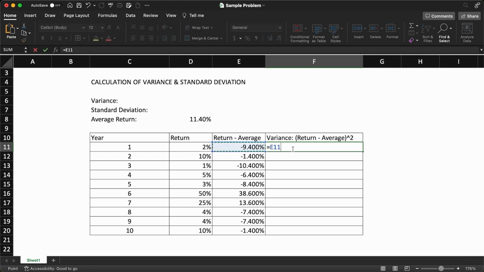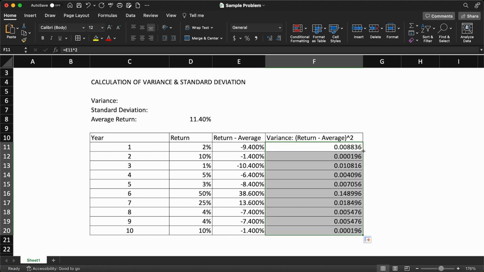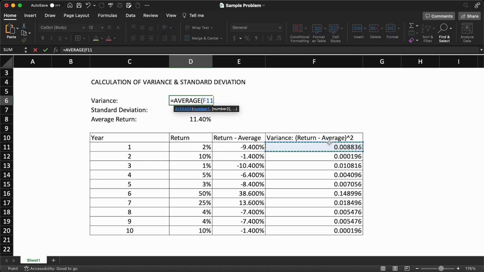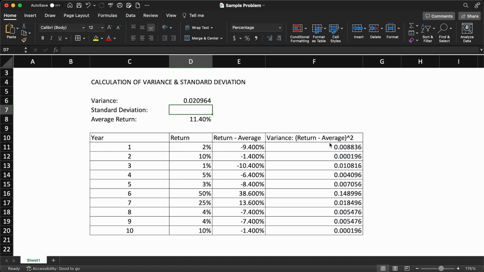And now we're gonna square the values to get the variance. Variance. And here we go. So these are the variances for each specific year, for each specific return. Now we gotta calculate the variance of the whole thing, right? So we're just gonna get an average of all of our variances. This is the variance. And then to get the standard deviation, we said this was just a square root. And there we go. That's really it.